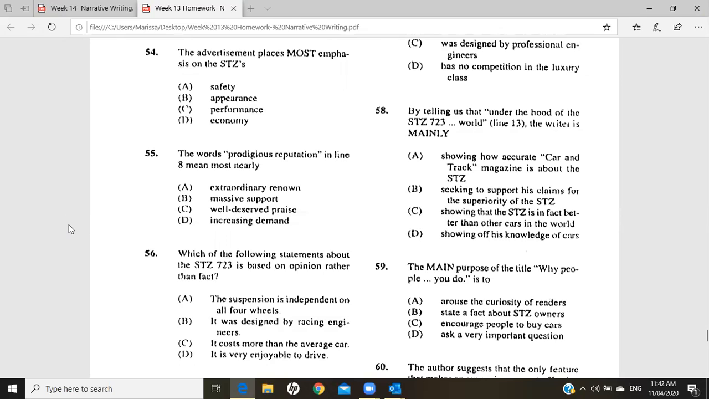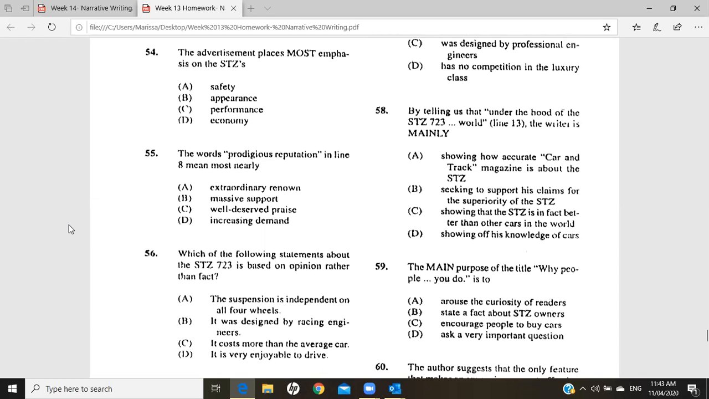Number 56, which of the following statements about the STZ 723 is based on opinion rather than a fact? So, Rihanna, what did you have for number 56? C. No. That is actually a fact, because it could be proven to be true that it costs more than the average car. You remember, opinion is how you feel, because someone else wouldn't have your opinion or your feeling. A fact is something that can be proven to be true, whereas an opinion is the opposite.